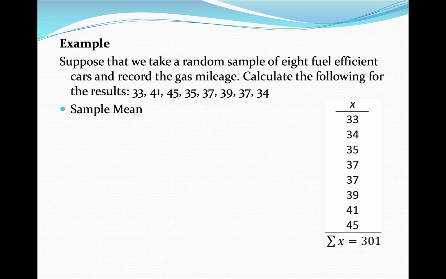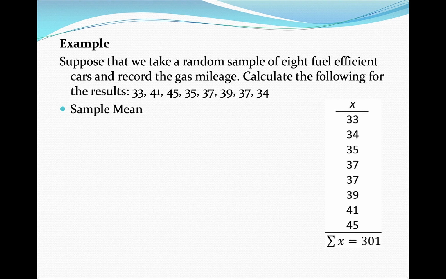I put the x values in order here. You don't have to do that to calculate the mean, but when you calculate the median, you need to put the data points in order. So I like to just do it all in one step. It's nice if you just list your x values out in order, and then you take the sum of them. That gives you that 301.